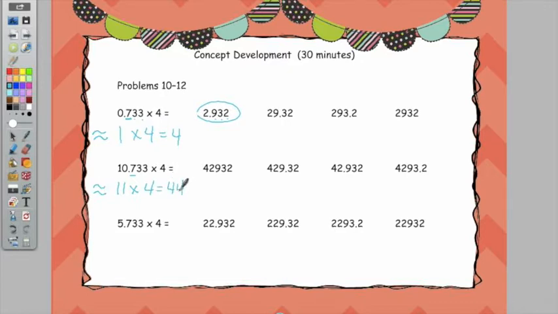So is 42 and 932 thousandths closest to the whole number of 44? Yes. Do you like this method of figuring these out? Yes. Pretty fun, isn't it?